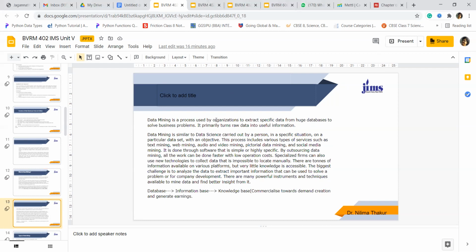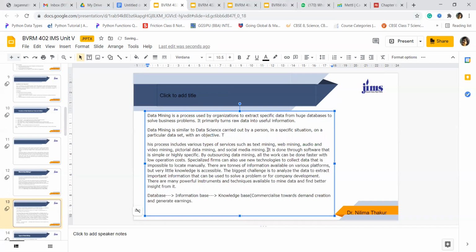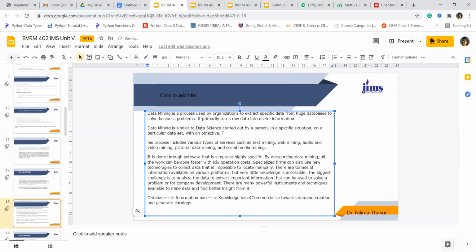Now, data mining is the process. Again, for examination purposes, you need to have concrete stuff to write. So data mining is a process used by organizations to extract specific data from huge databases to solve business problems. Data mining is similar to data science carried out by a person in a specific situation on a particular data set with an objective. This process includes various types of services such as text mining, web mining, audio and video mining. It is done through software that is simple or highly specific.